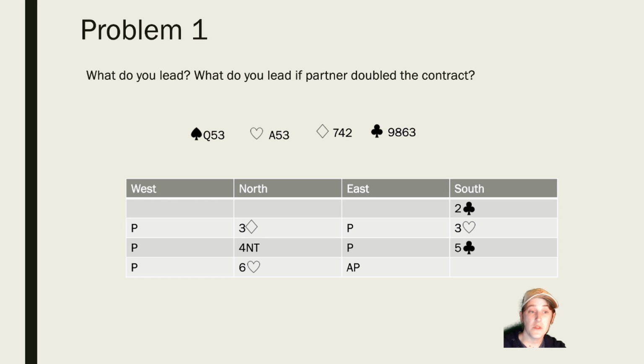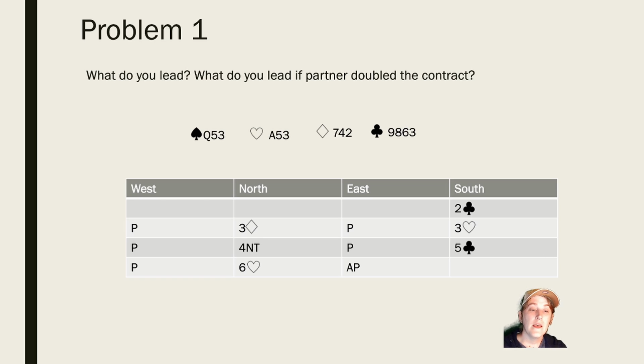If we catch partner with the king of spades, then when we get back in on lead with our ace of hearts, we'll be able to quickly cash our queen. This is not guaranteed, but it's going to work out a little bit better for us than just leading one of the unbid suits. Then, if partner doubles the contract, okay, double should lead a diamond.